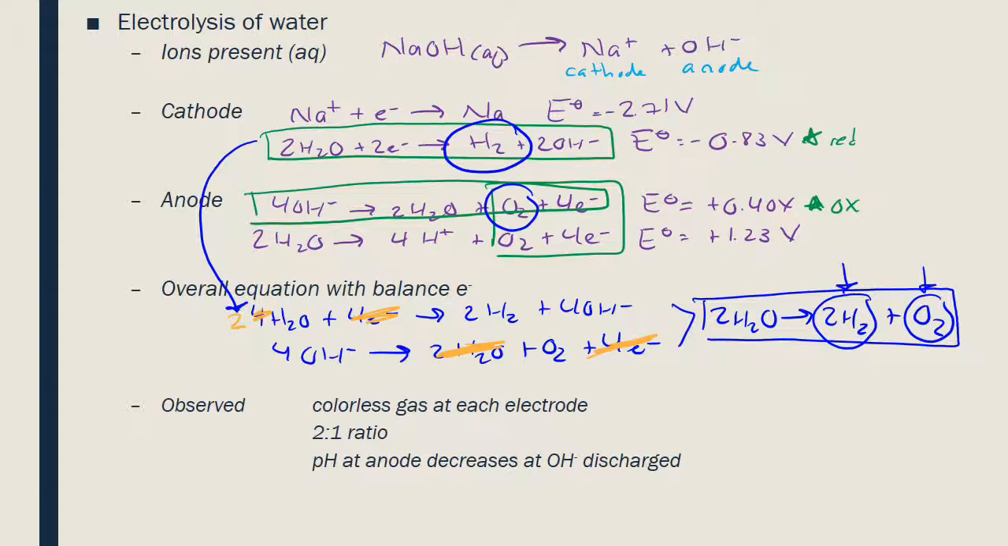As discussed previously, the pH at the anode is going to decrease because you are discharging the OH, which means your H plus is left behind, decreasing your pH. The pH at the cathode increases because we are discharging the H plus, leaving behind OH minus, therefore increasing your pH. And so this is an example of going through the process for electrolysis of aqueous solutions.